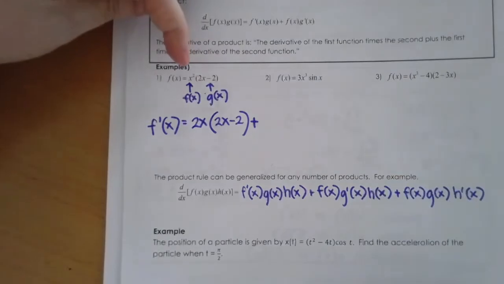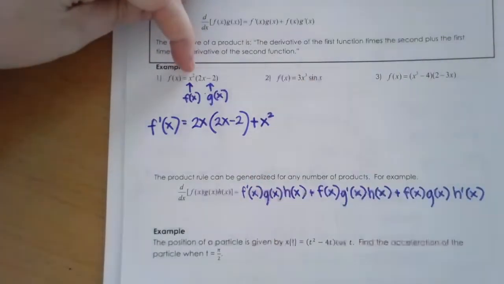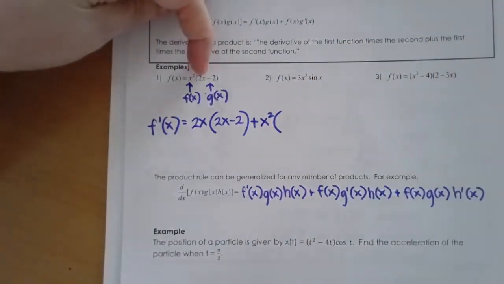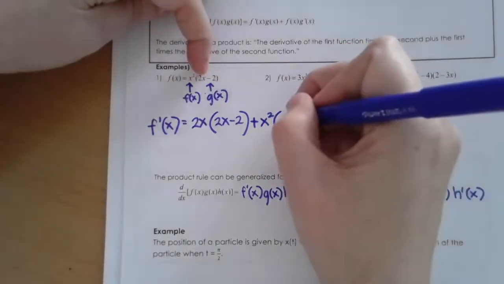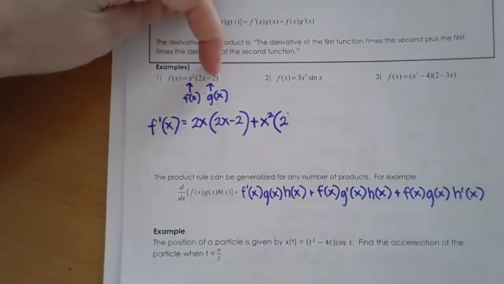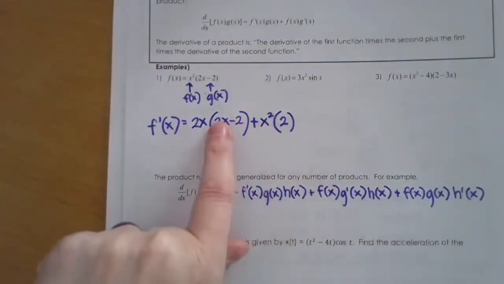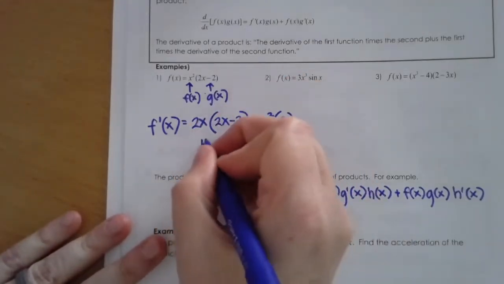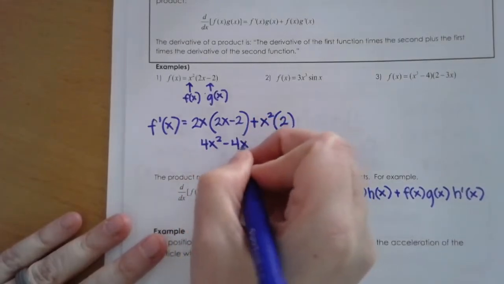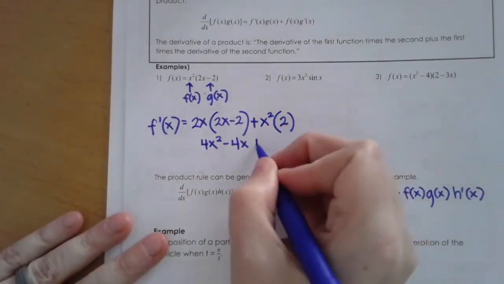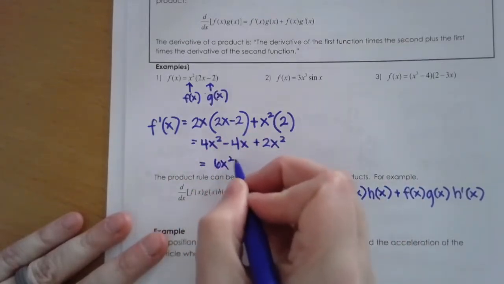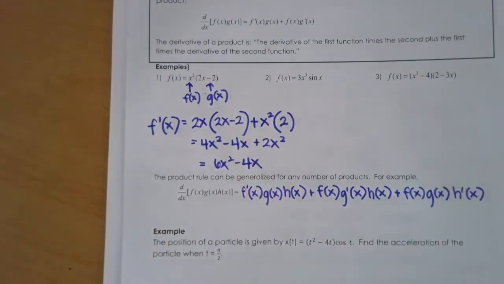Plus, we come back and leave the first one alone and take the derivative of the second. Well, the derivative of the second has two things going on. So what is the derivative of 2x? Well, that's simply just 2. And the derivative of a constant is 0. It's gone. So this is what I'm left with. If I want to make this look nicer, I absolutely can distribute and get 4x squared minus 4x. And then I've got x squared times 2, so that's 2x squared. Combine like terms, and we've got 6x squared minus 4x. And that is your derivative using product rule.